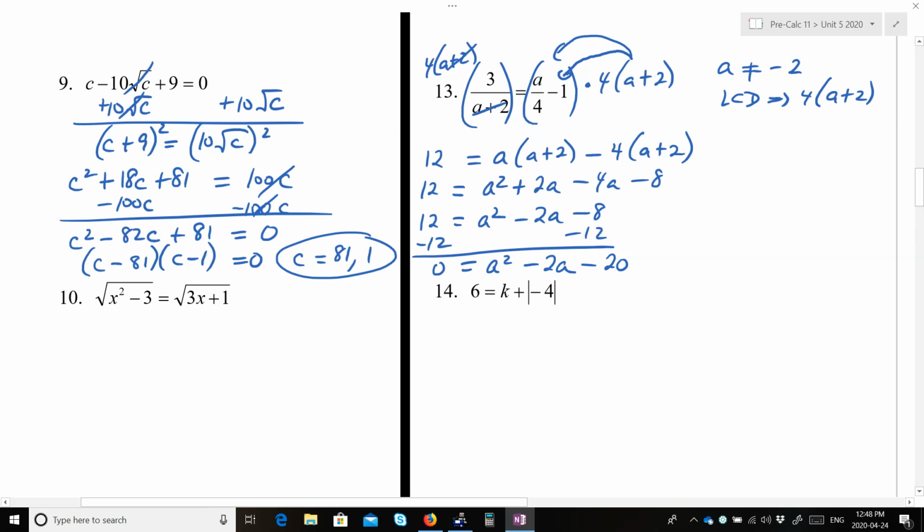Try to do this by factoring. Two numbers that multiply to negative 20 and add to negative 2. This does not factor, so we actually have to do the quadratic formula. It would be the negative of b plus or minus the square root of b squared minus 4 times a times c.